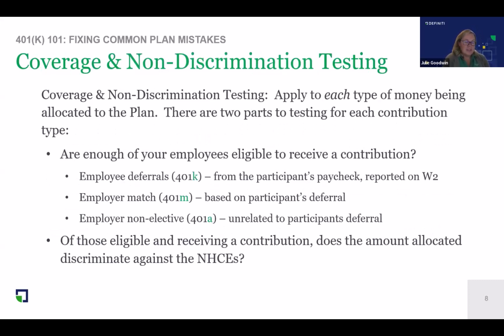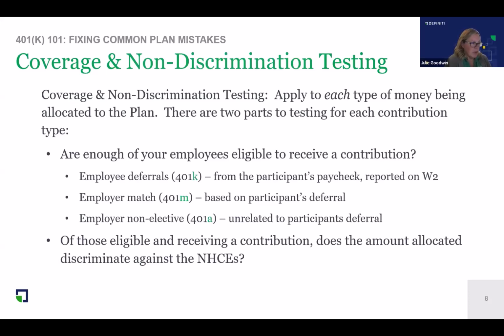So coverage and non-discrimination testing. These apply to each money type that is being contributed to the plan each year. The purpose of coverage testing is, are enough of your employees eligible to receive a contribution? We're not looking at how much they receive at this point. We're just looking to see if enough people are eligible to receive that type.